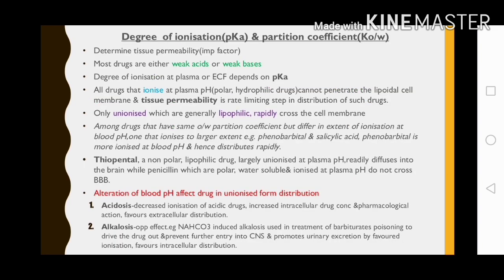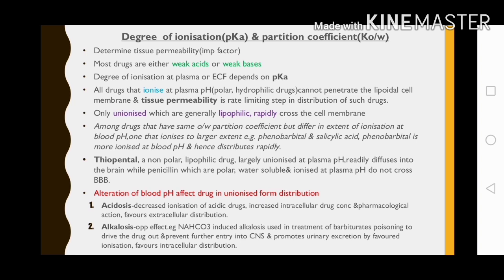The next is degree of ionization and partition coefficient. These two are important factors to determine the tissue permeability of the drug. As you all know, most of the drugs are either weak acids or weak bases. The degree of ionization at plasma or extracellular fluid depends on the pKa.